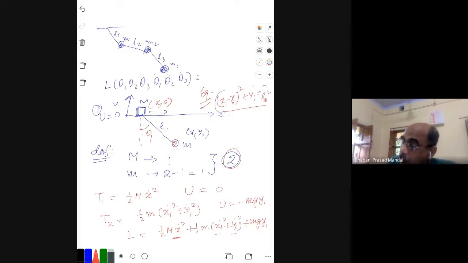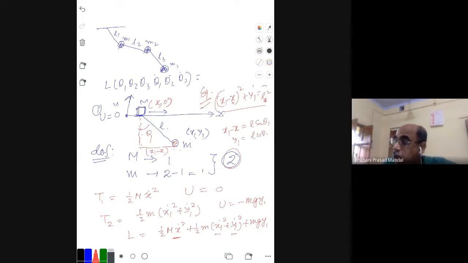because the distance between these 2 points, this point is x0, this point is x1, y1, so the distance between these 2 points, the length, should be L, distance square should be L square. So I will write my constraint in terms of theta, so let me complete this triangle. This length will be x1 minus x, right? So x1 minus x should be my L sine theta 1, and this distance is my y1, so y1 will be L cos theta 1.